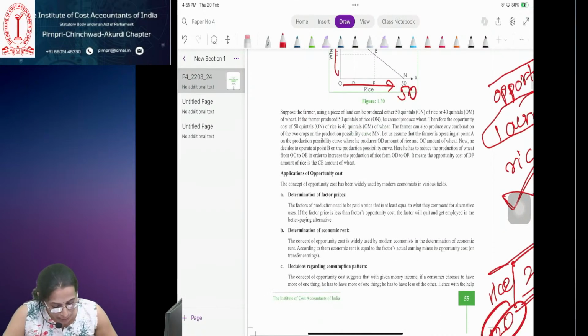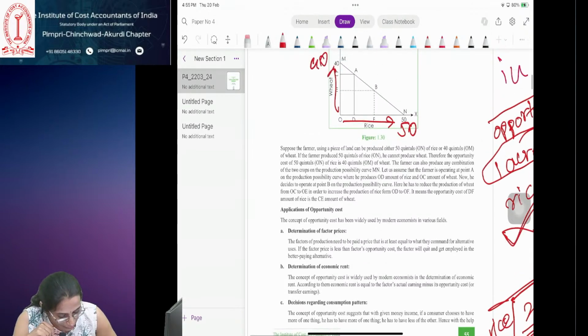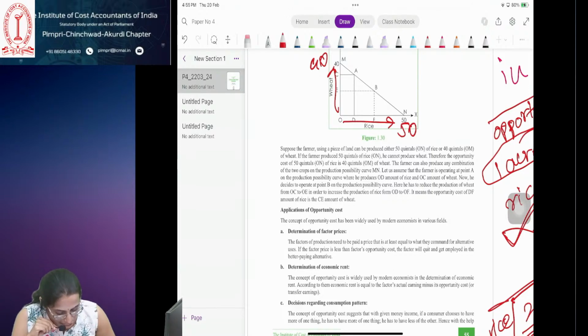Suppose the farmer uses a piece of land which can produce 50 quintals of rice or 40 quintals of wheat. If the farmer produces 50 quintals of rice, he cannot produce wheat because he is completely using the land for producing rice. If the land is completely used for producing wheat, he cannot produce rice. Therefore, the opportunity cost of 50 quintals of rice is 40 quintals of wheat.